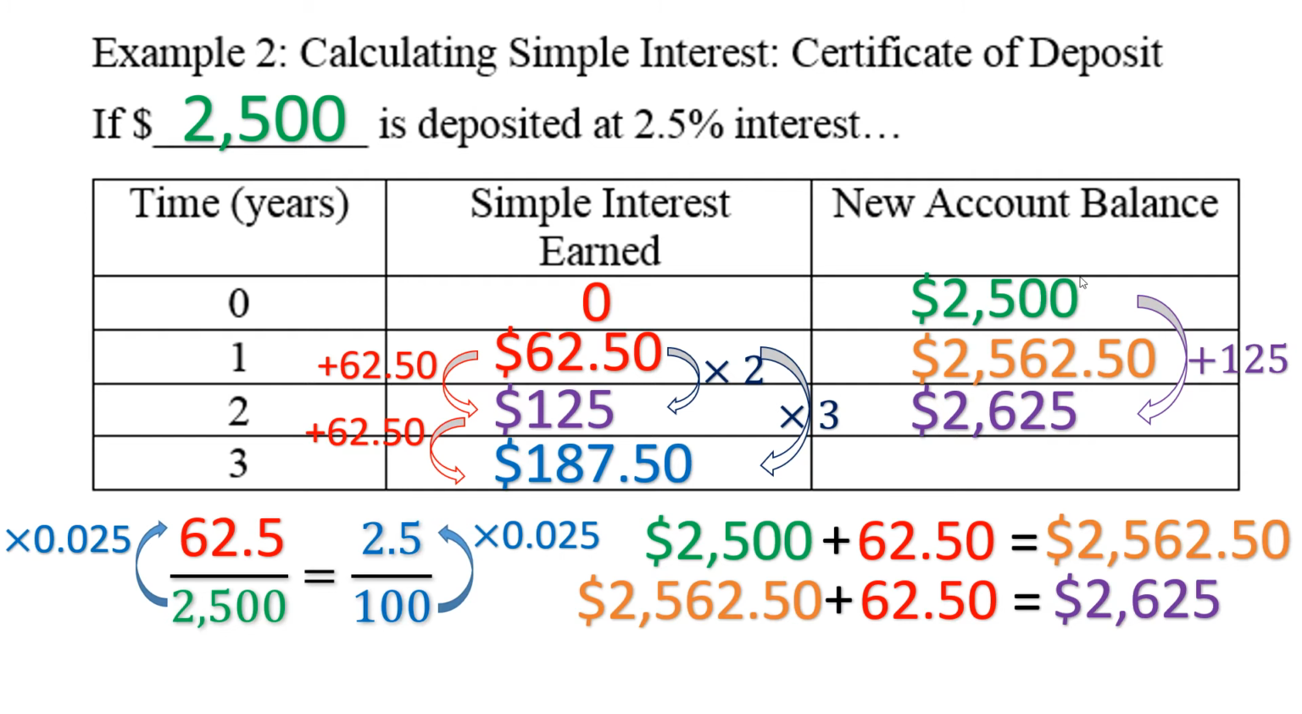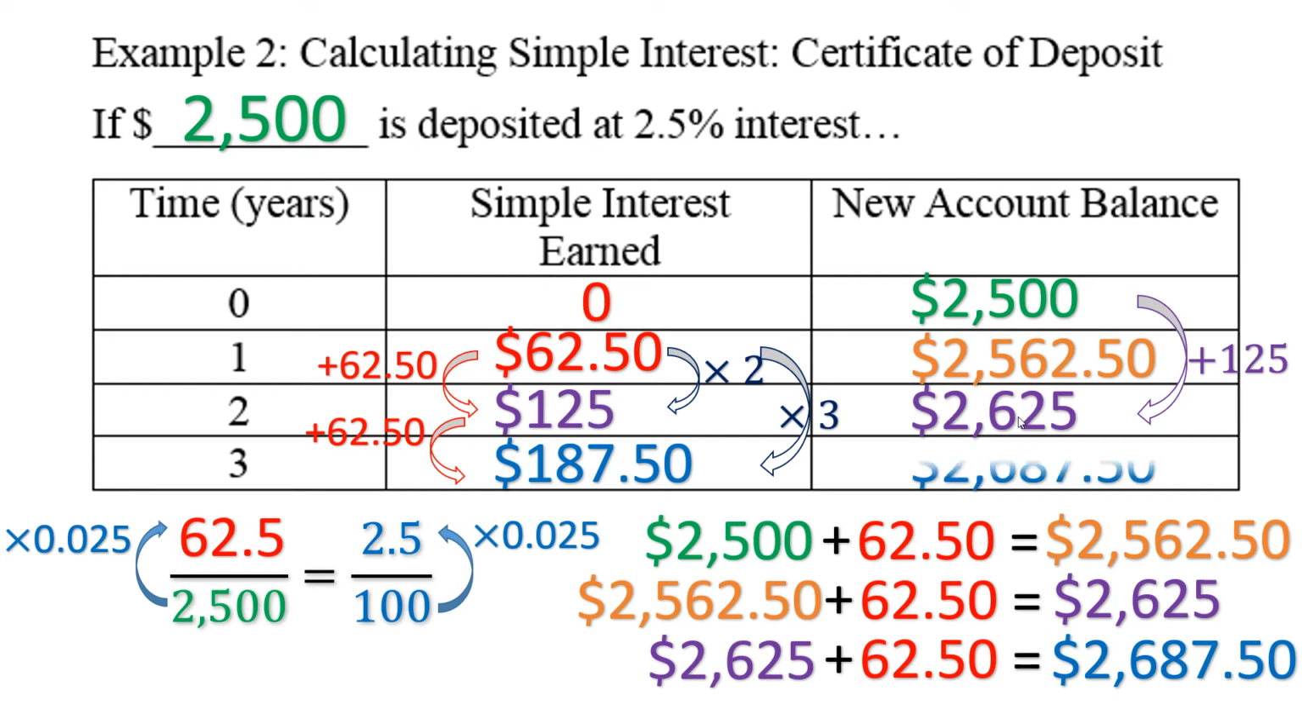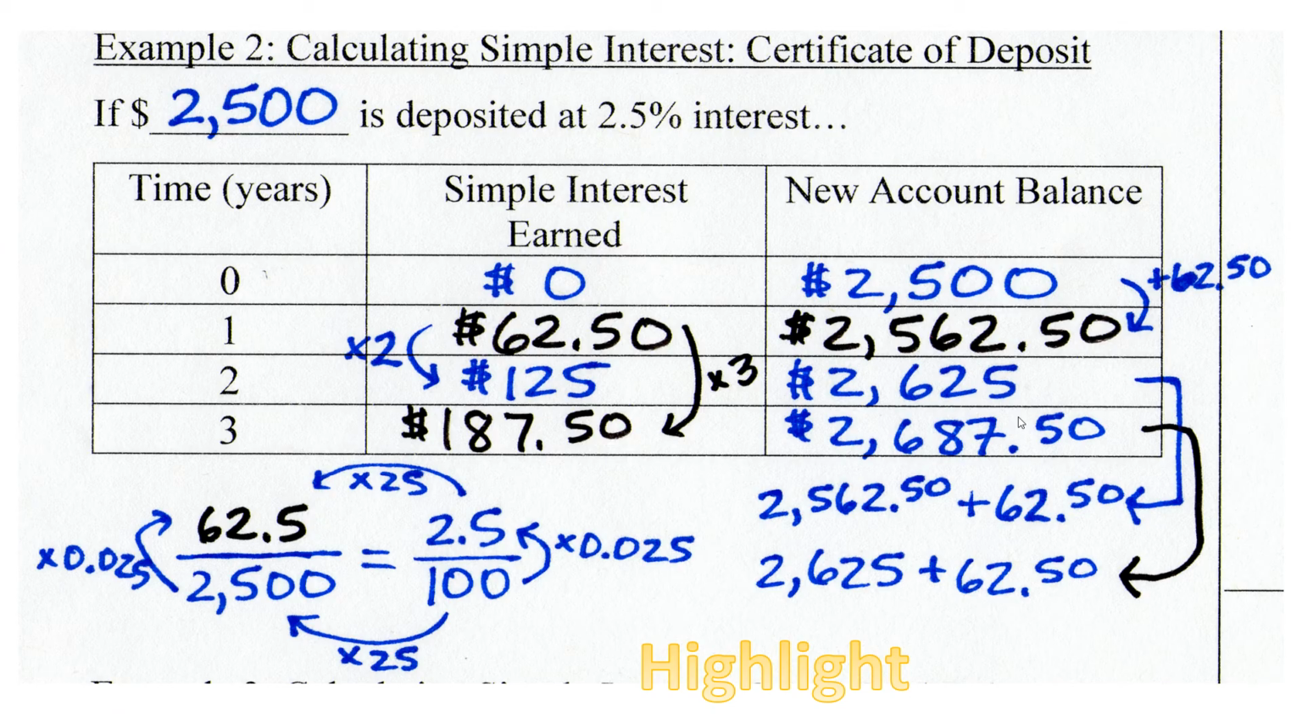So $187.50. And this previous account balance will get $62.50 more added to it, and the new account balance will be $2,687.50. Here's the pre-done notes, so you can highlight and make sure things make sense to you. It's showing here this number came from adding these two numbers. This number came from adding the previous account balance plus another year of interest.